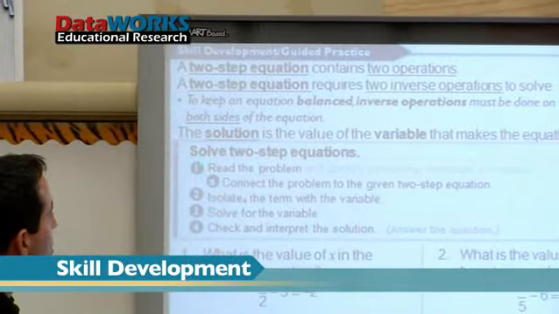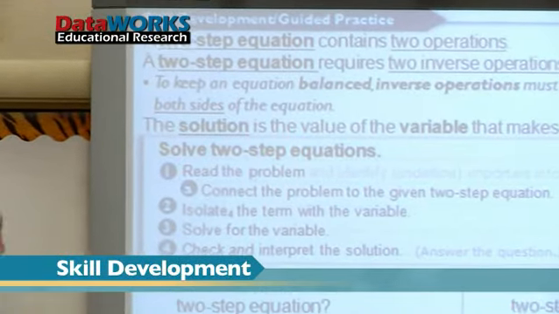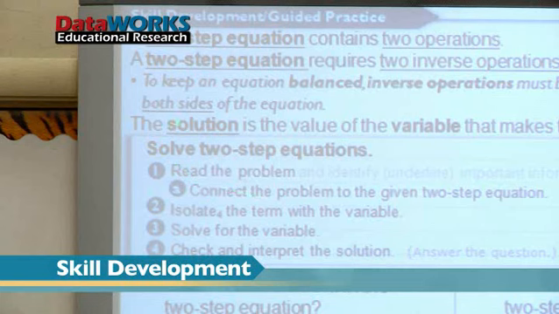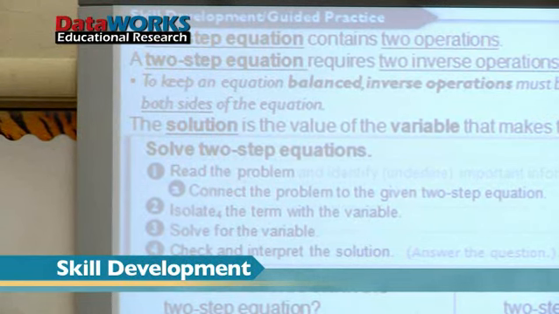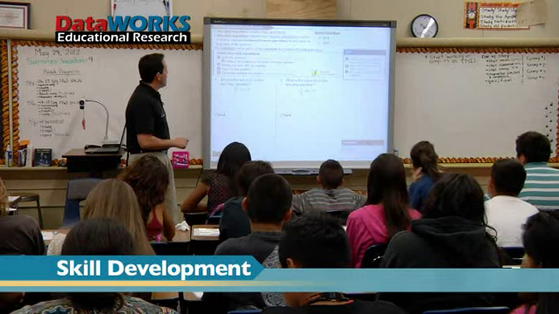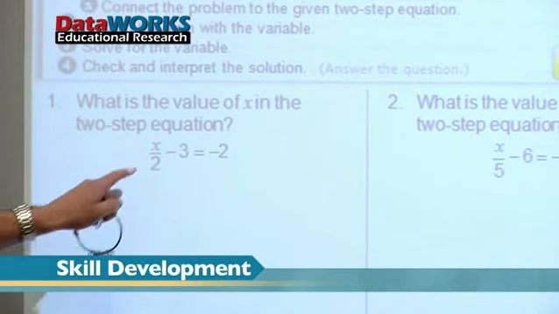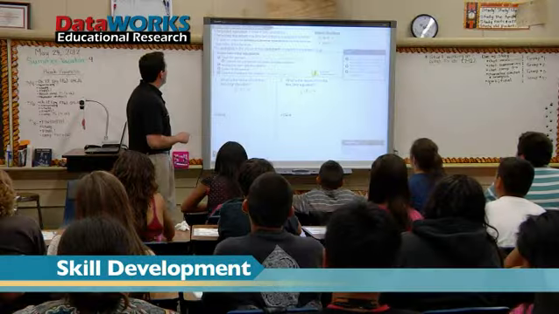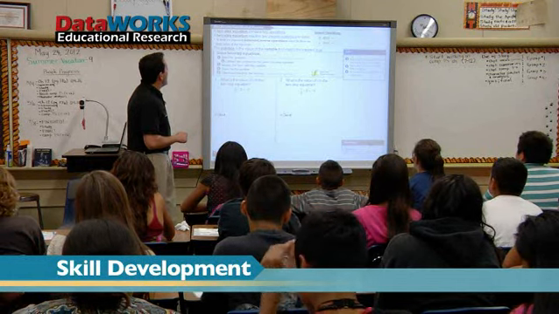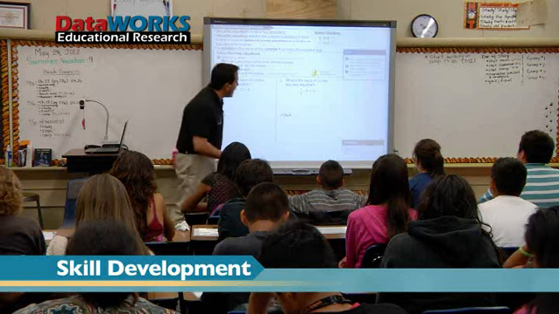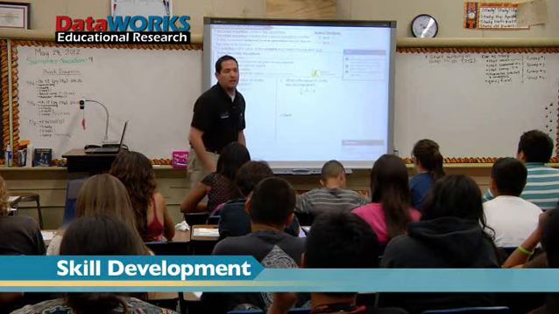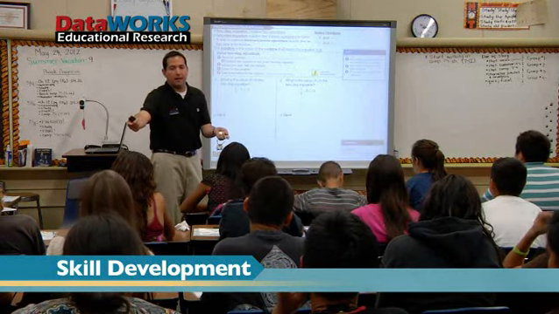Read with me. Solve two-step equations. There's 4 steps to doing this. Number 1, read the problem. What is the value of x in the two-step equation? All right, I want to find x. Number 2, isolate the term with the variable. All right, isolate means separate. So when I say isolate, you say separate.